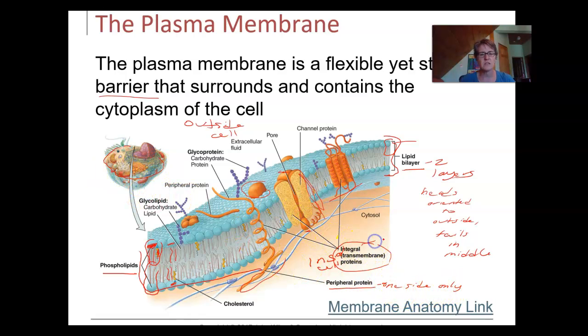Integral goes across the entire membrane.